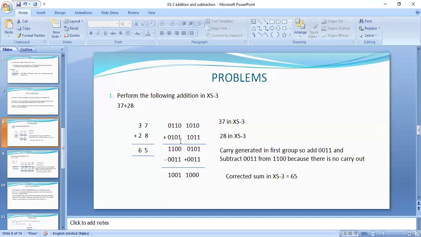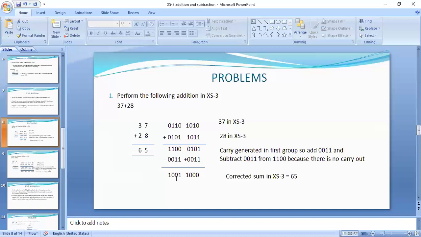And next here, 1 plus 1, 1, 0. Here we have 3 ones, 1 plus 1, 1, 1. And here you may observe there is no carry out from the last group. So what do we have to do? Subtract 0011. After subtracting and adding, we get it like this.